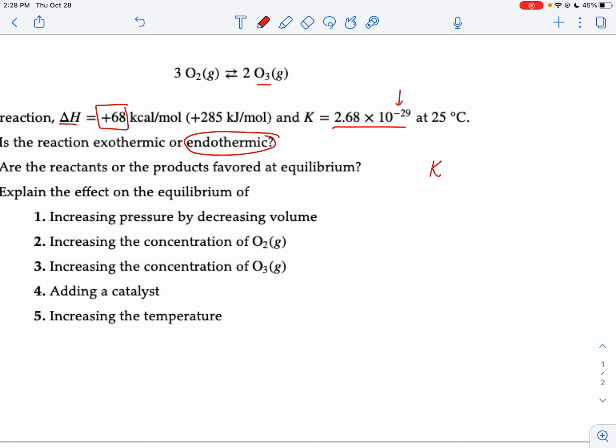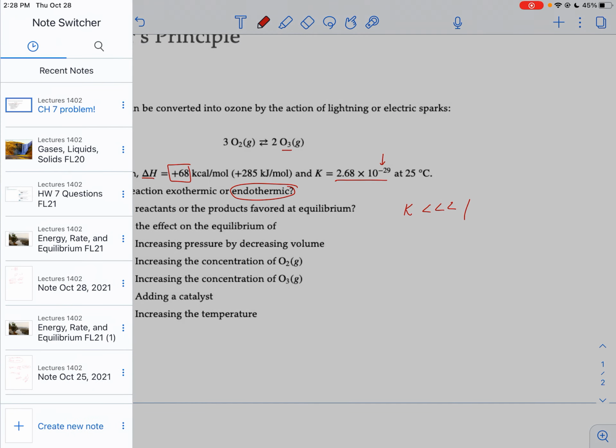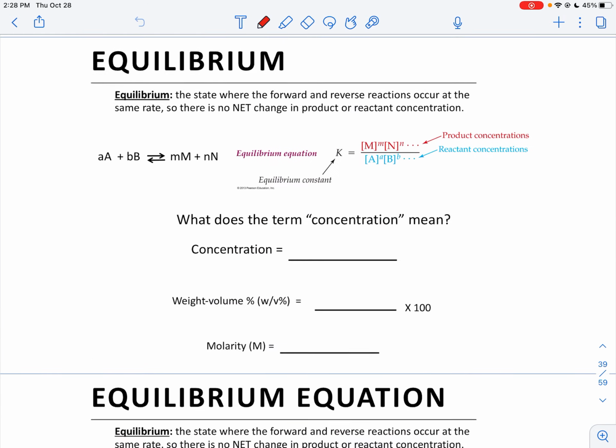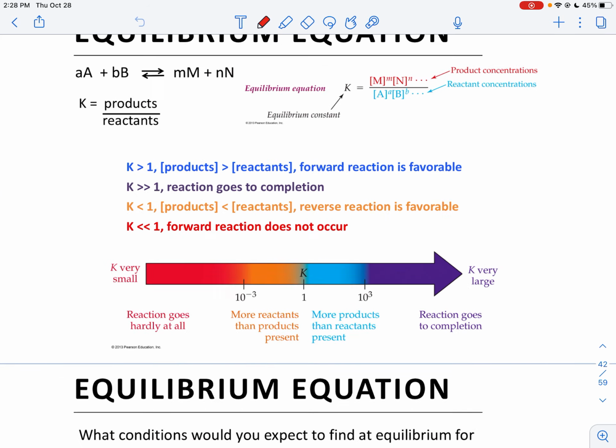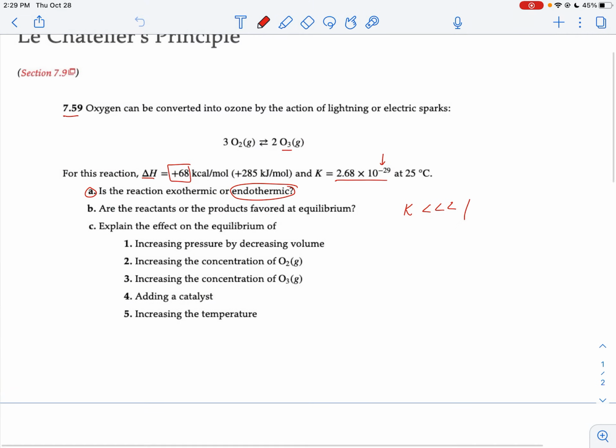Here's what we know. K is much, much smaller than 1. If you remember that whole arrow I had right here, remember when K is much, much smaller than 1, we're in the red section. We're somewhere down here. K is way smaller than 10 to the minus 3. Reaction hardly goes at all. We said forward reaction does not occur. Reactants are favored completely, all reactants. So here we're going to say reactants are favored. No products. We're not going to get any products.